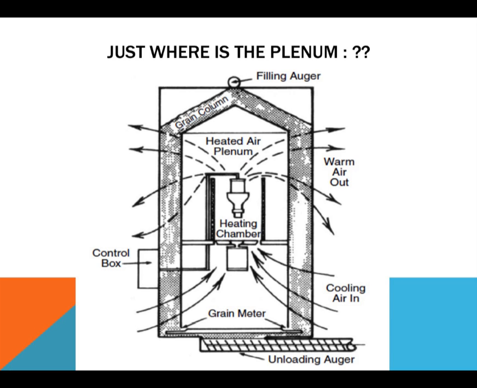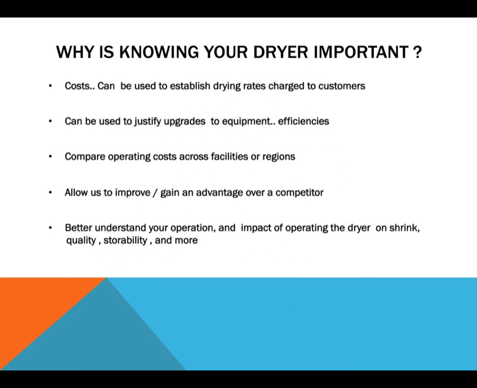Here, I mentioned just where is the plenum. So it's above this heating chamber. Okay, I couldn't find a better picture. This is one that I've had for quite a while, but you can see anything from this heating chamber from this level right here and up would be the heated plenum, and of course you can see where the cool air is pulled in. And this is a typical tower dryer that you would see in operation across the U.S.